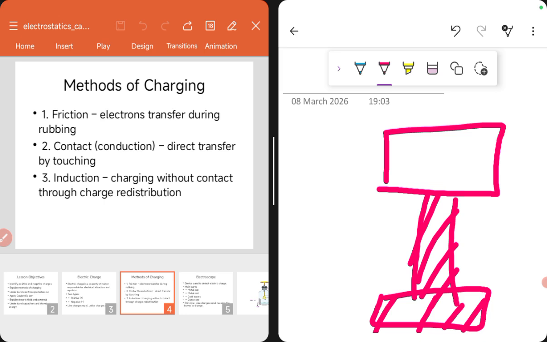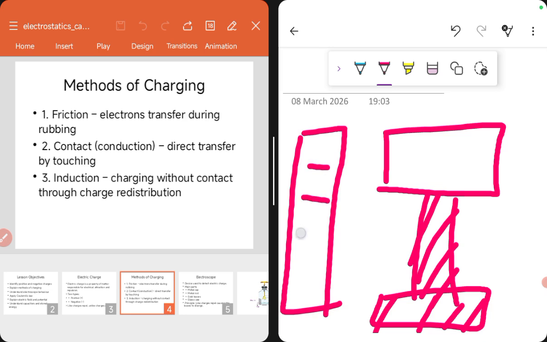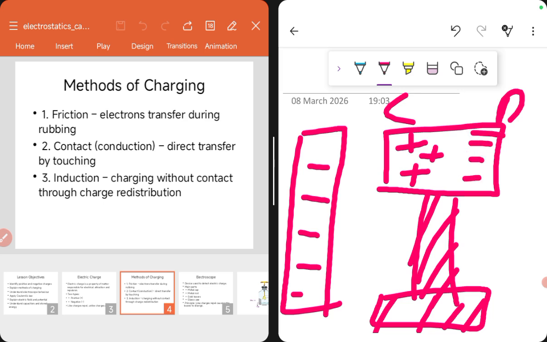So what I'll do is bring a negatively charged ebonite rod. Now this one is negatively charged, negative, negative, negative. If I bring the negatively charged ebonite rod near C, positive charge will be attracted to this point. Remember, positive and negative attract. So by convention, here will become positively charged, and the other side will become negatively charged in order to keep the balance, right?